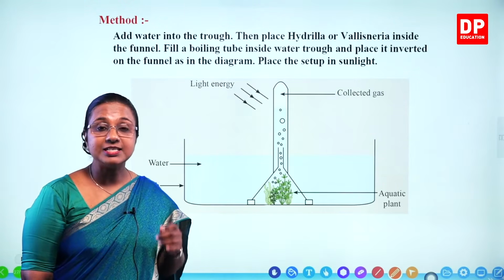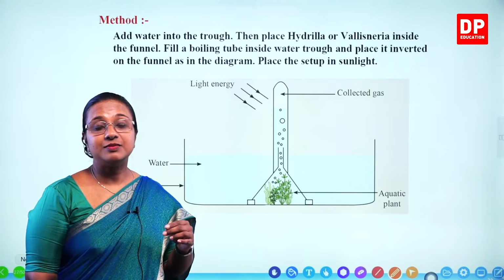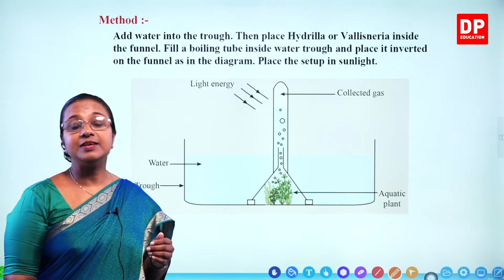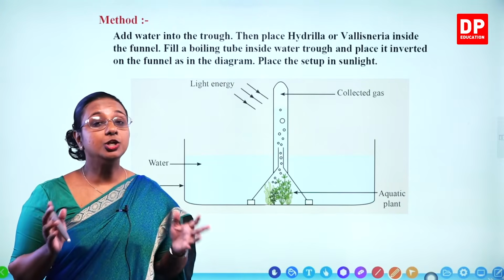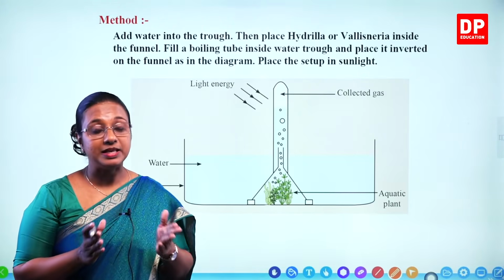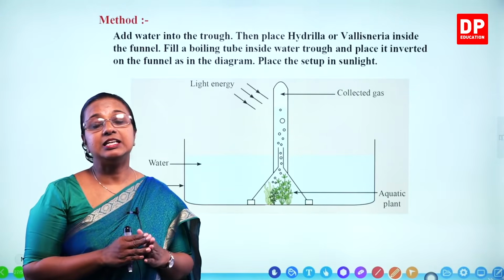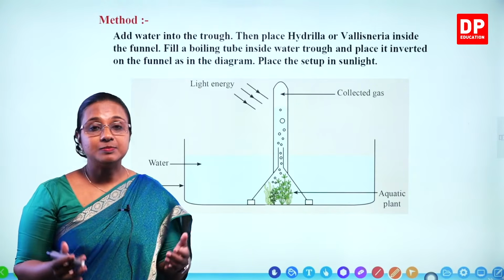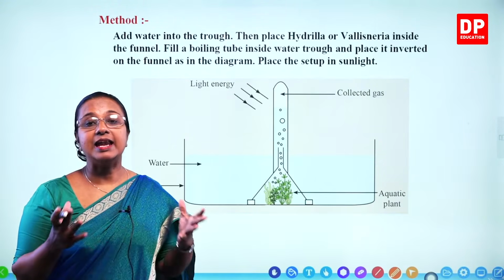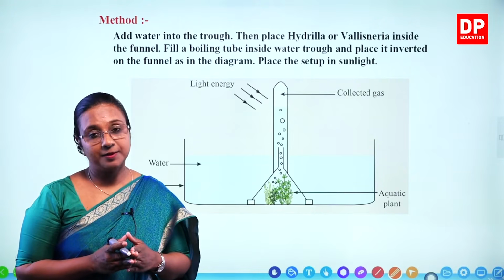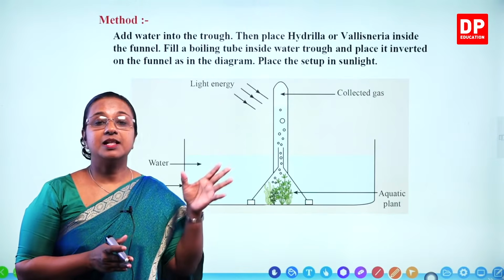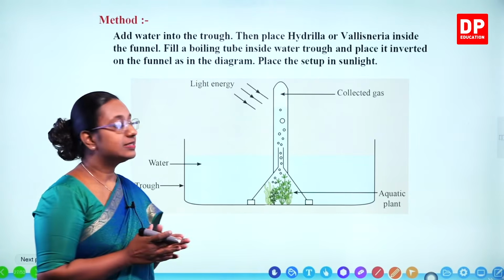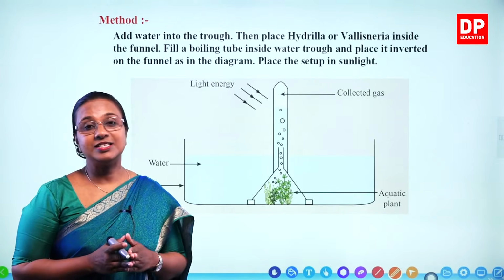But we have to test and confirm that the gas evolved is oxygen. For that, you are all familiar with that activity. We take a glowing splint or a glowing splinter and insert it into the gas that has been collected. You will see that the splinter will reignite and burn with a bright flame. So that confirms that the gas collected is oxygen. So this is a simple activity. Let us do this in the lab now.